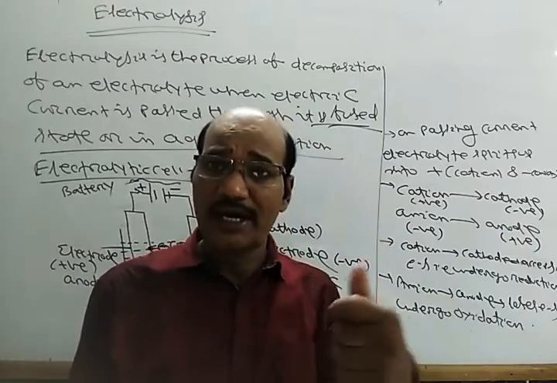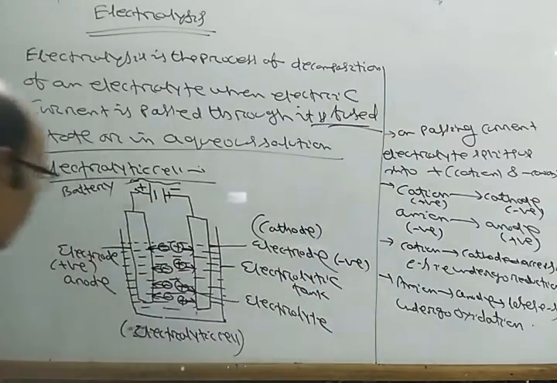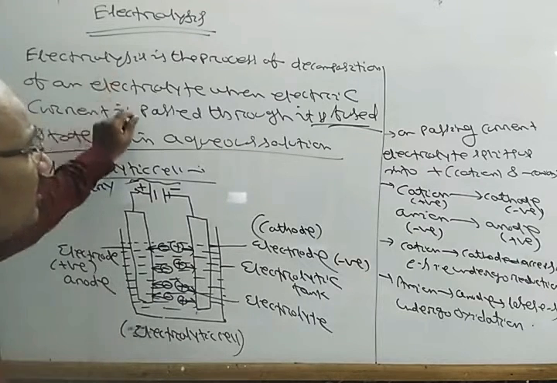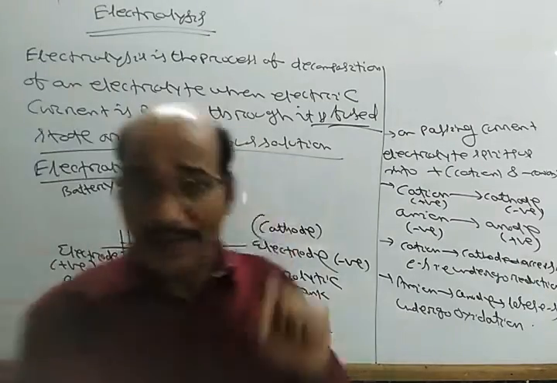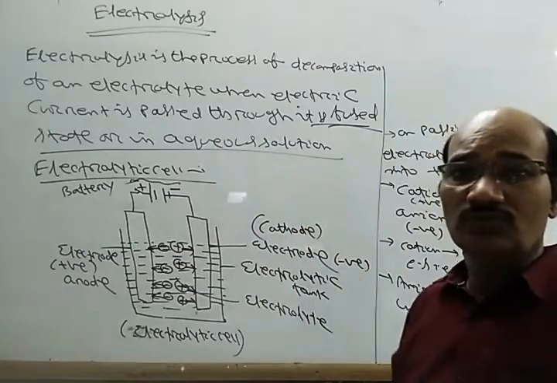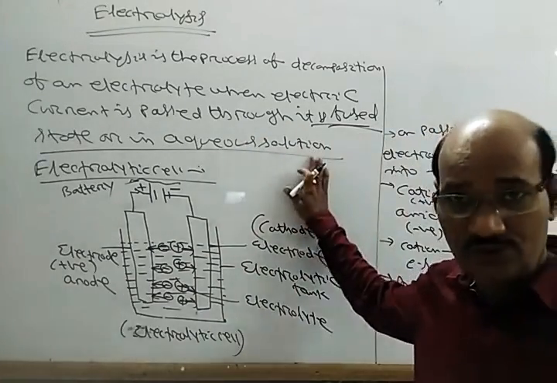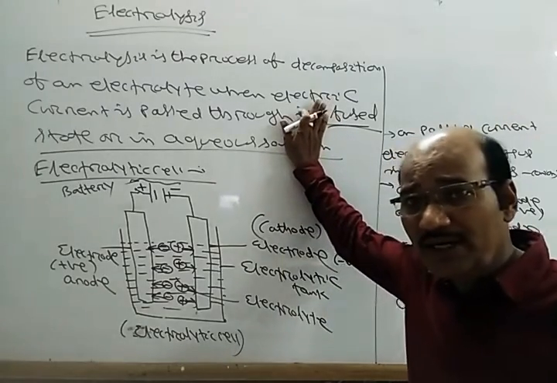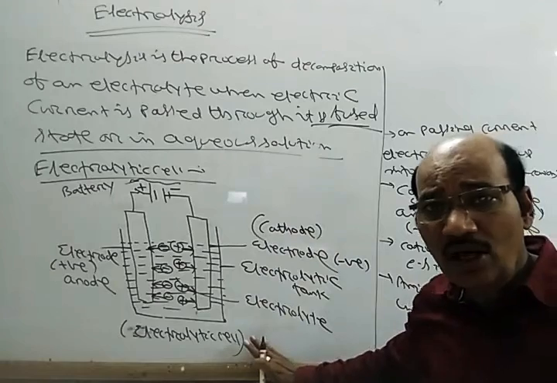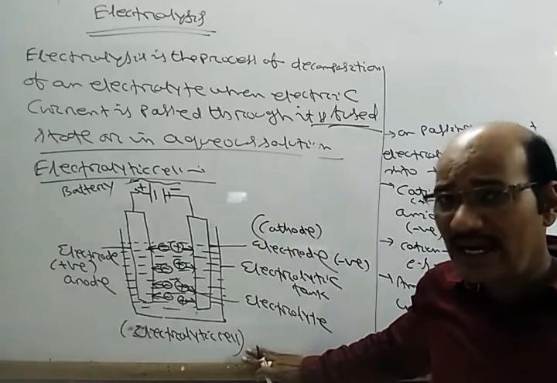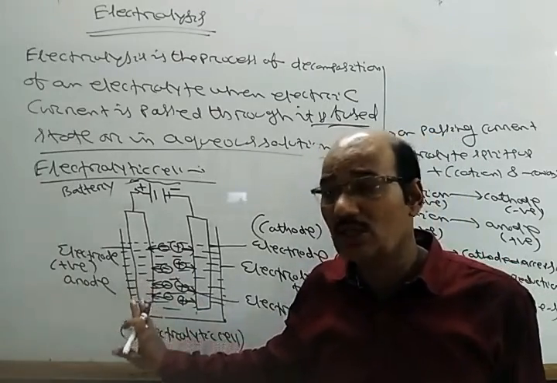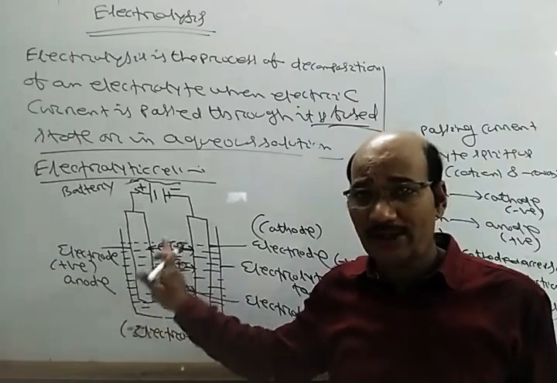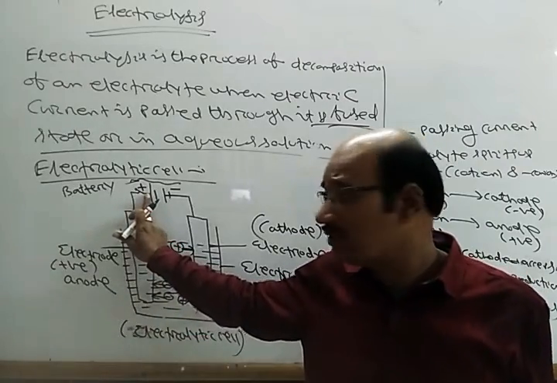Let us discuss this with the help of an example. Is that clear? Again I am summarizing. Electrolysis is the process of decomposition of an electrolyte when electric current is passed through its fused state or its aqueous solution. For this we take an electrolytic tank or vessel made up of glass. In this glass vessel, two electrodes are taken and connected to the two ends of the battery. The electrode connected to the positive end of the battery is known as the anode.